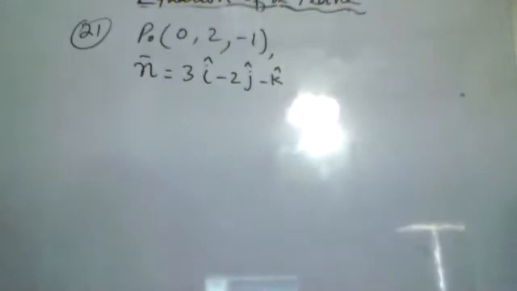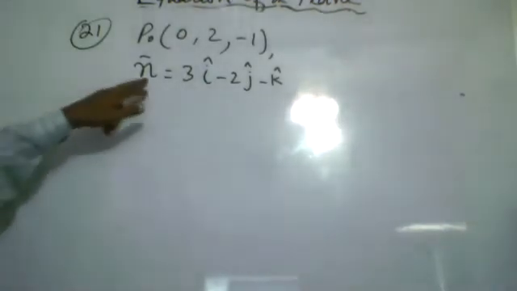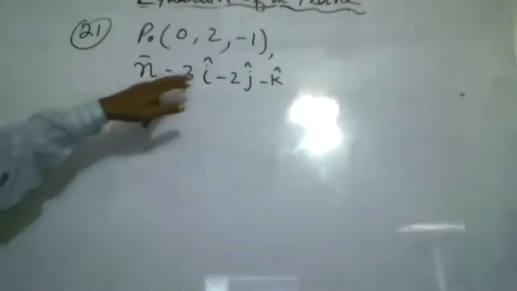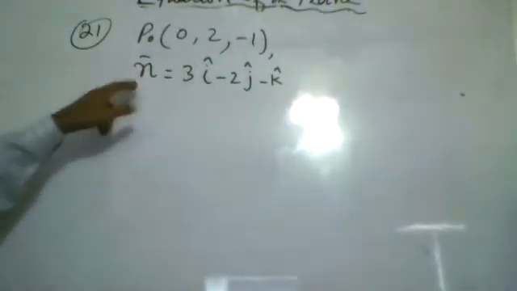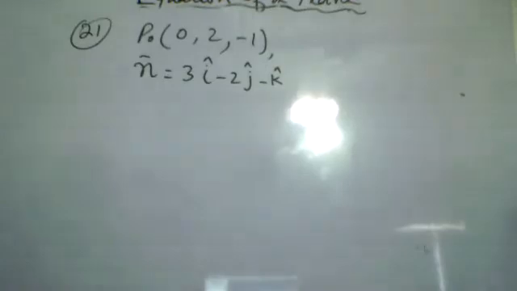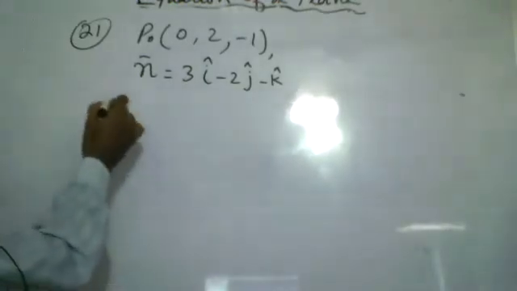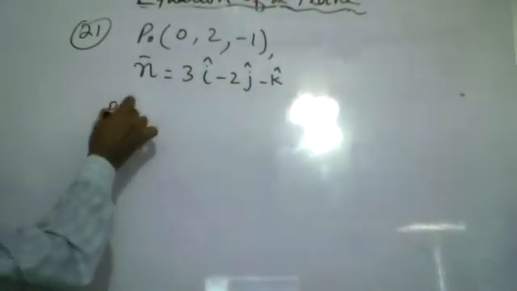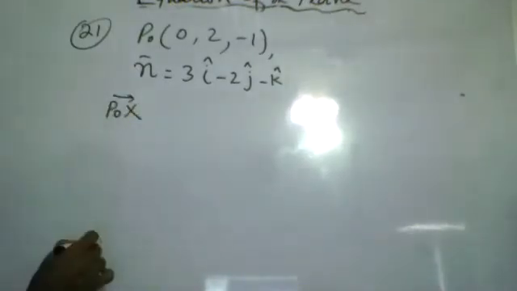Find the equation of the plane which is passing through the point P naught 0, 2, minus 1 and perpendicular to the vector 3i minus 2j minus k. N means the normal vector. Normal means the vector which is perpendicular to the plane. So first of all, we will take a point X, and we will find P naught X.